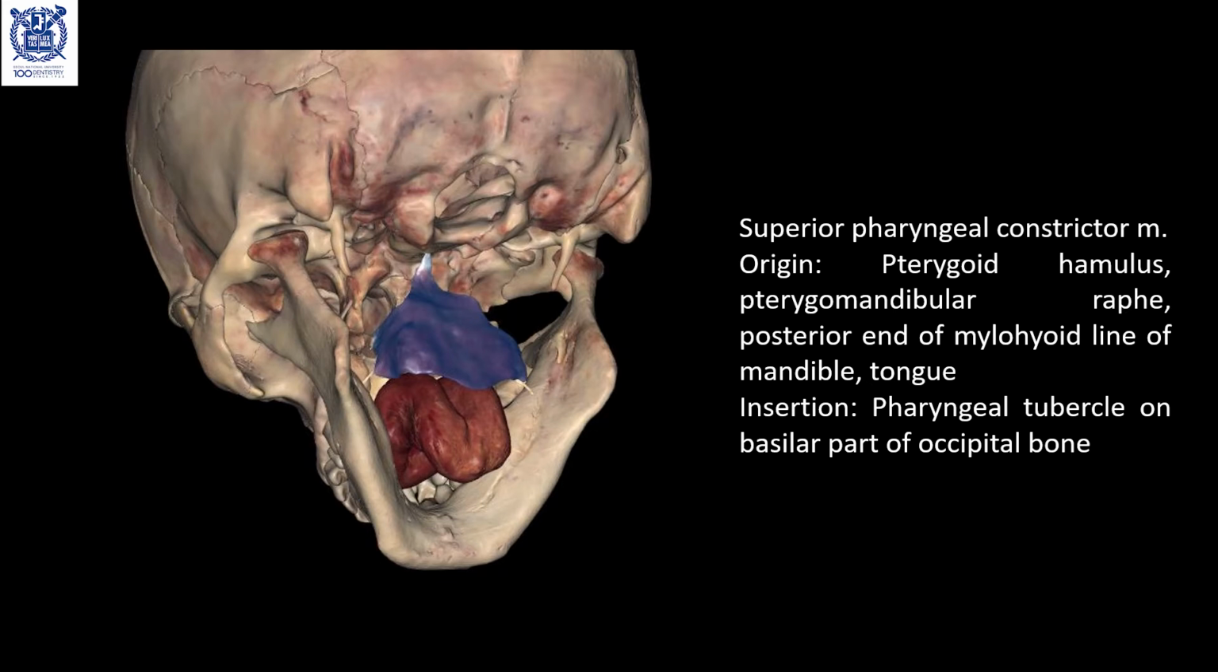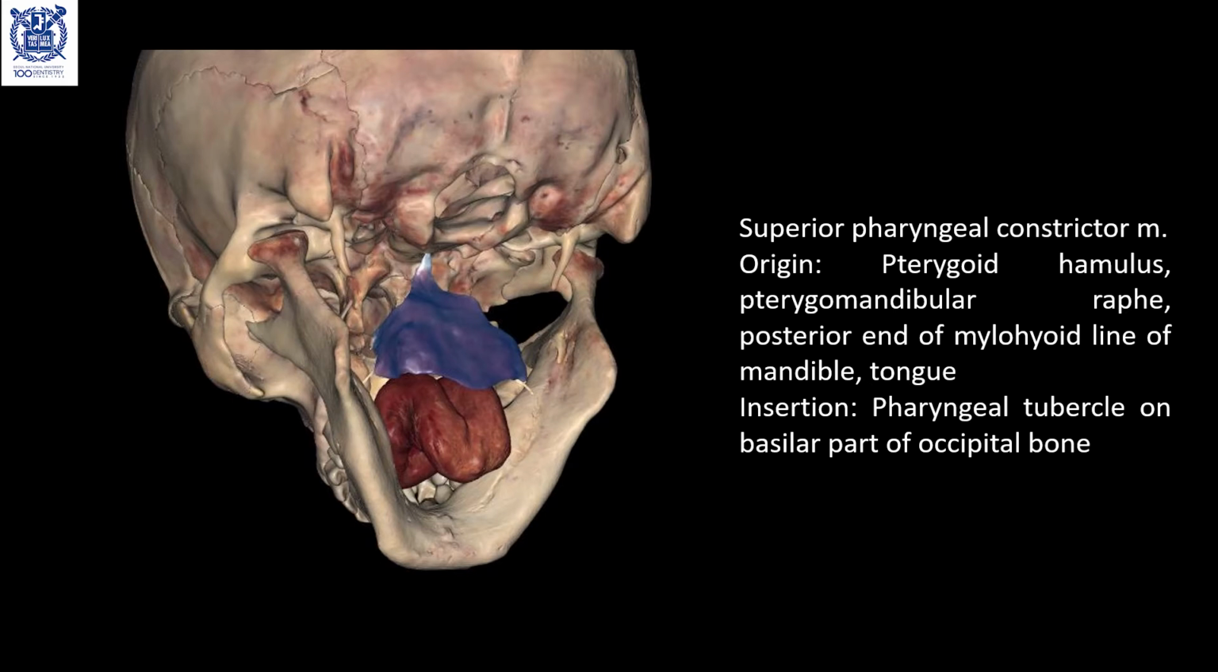The fibers curve backward to be inserted into the median raphe, being also prolonged by means of the aponeurosis to the pharyngeal spine or tubercle on the basilar part of the occipital bone. The superior fibers arch beneath the levator palatini and the Eustachian tube. The interval between the upper border of the muscle and the base of the skull is closed by the pharyngeal aponeurosis and is known as the sinus of Morgagni.